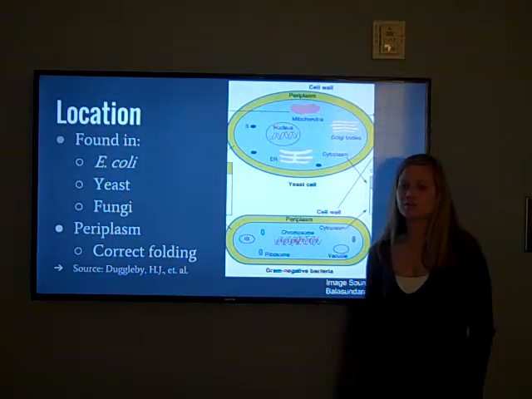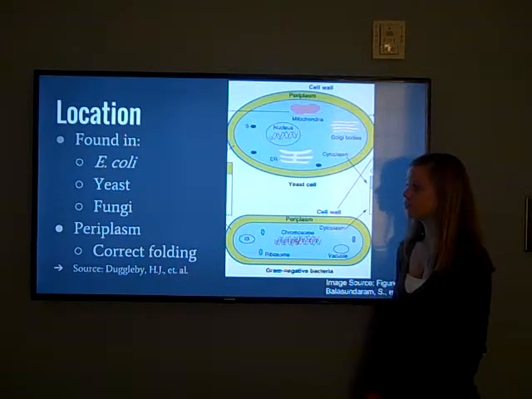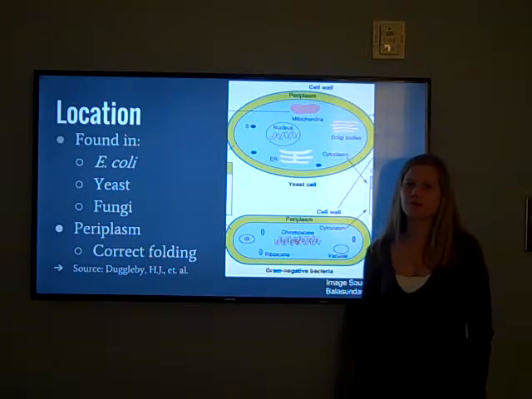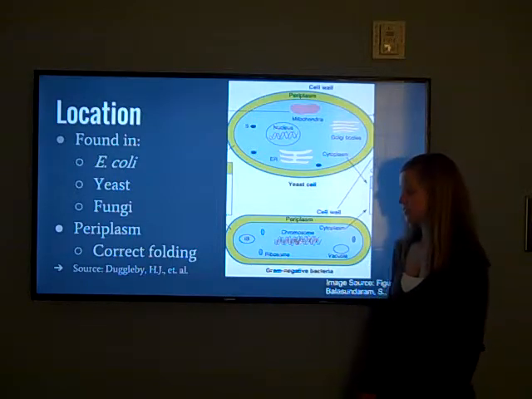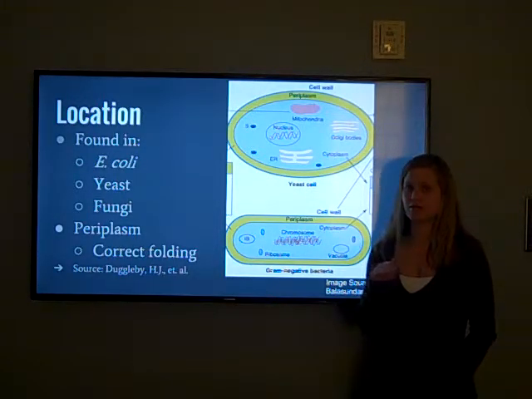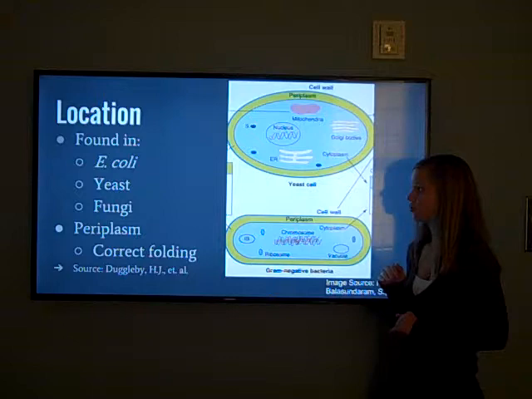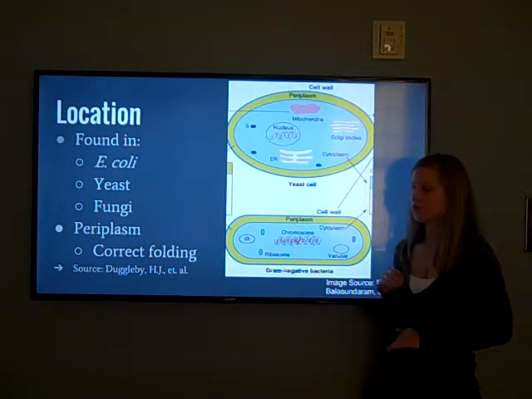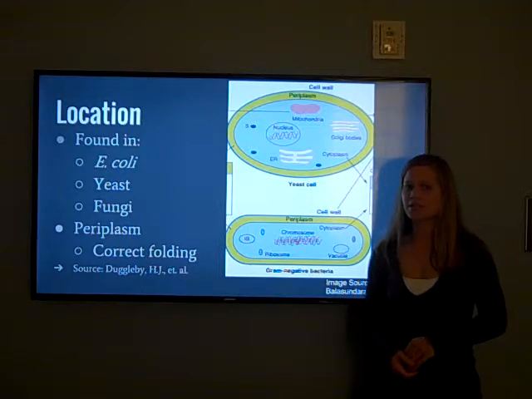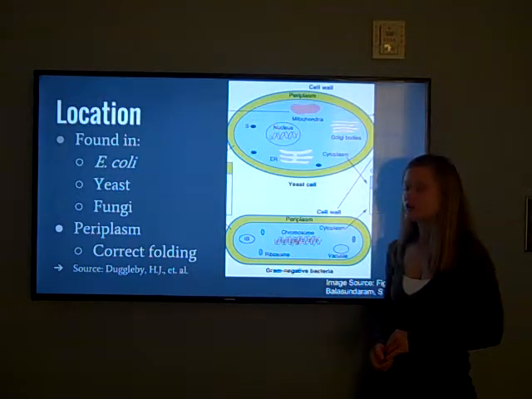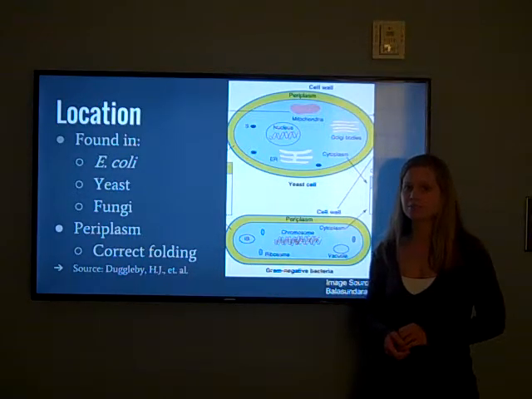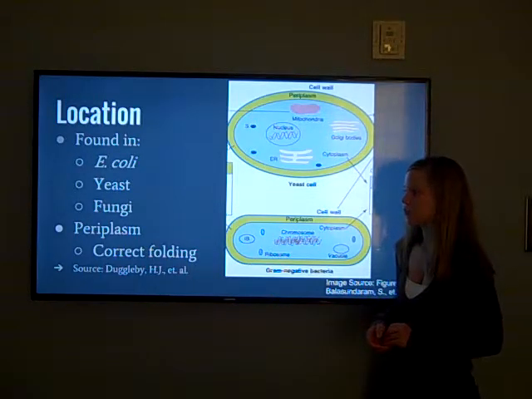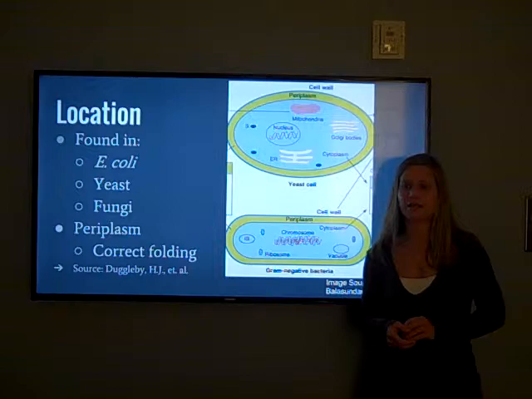PGA is naturally found in E. coli, however it can also be found in yeast and fungi. Within these organisms, it is found within the periplasm, which in bacteria is found between the cytoplasmic membrane and the outer bacterial membrane, and in yeast and fungi is in between the plasma membrane and the cell wall. Correct folding and processing of PGA does not occur until it reaches the periplasm, and this is to ensure that catalytic activity does not start occurring until it is in the correct location within the cell.